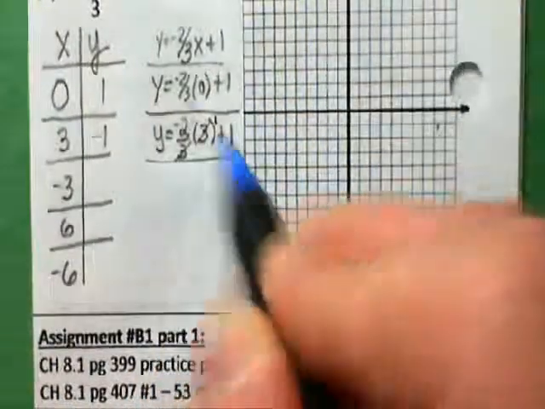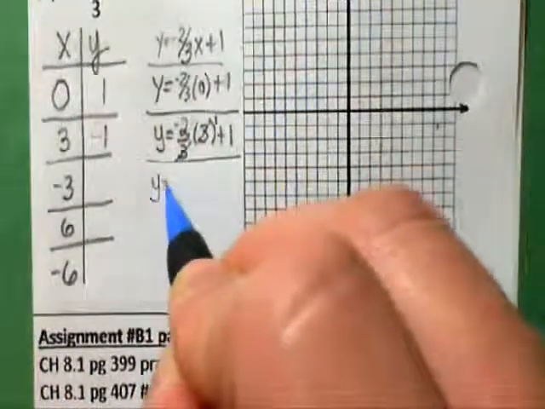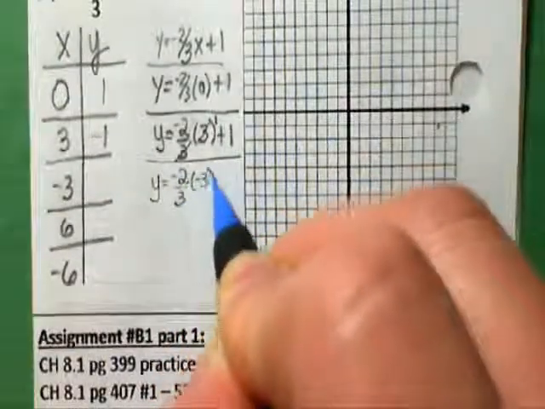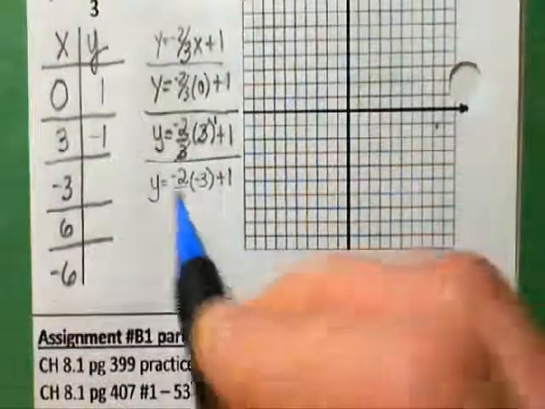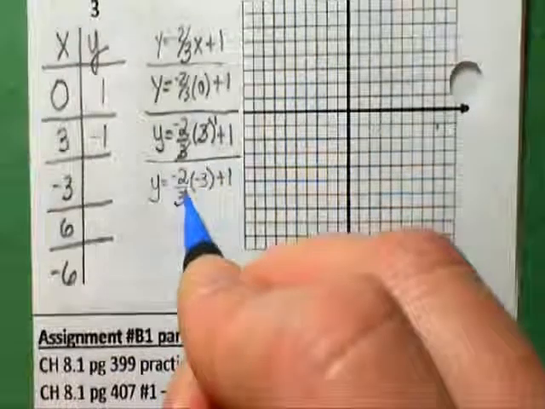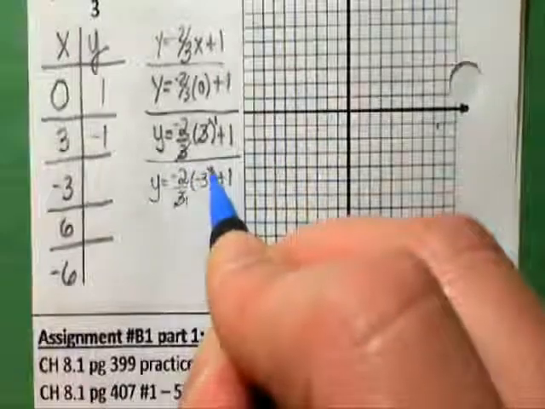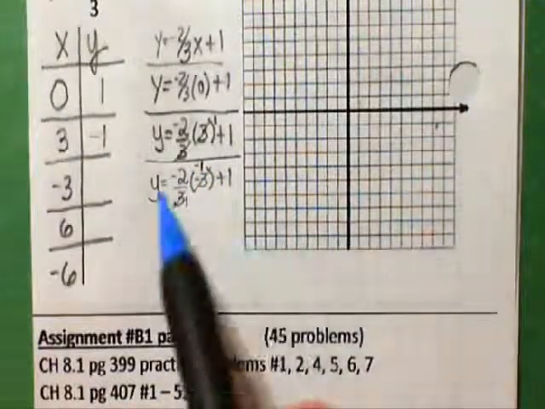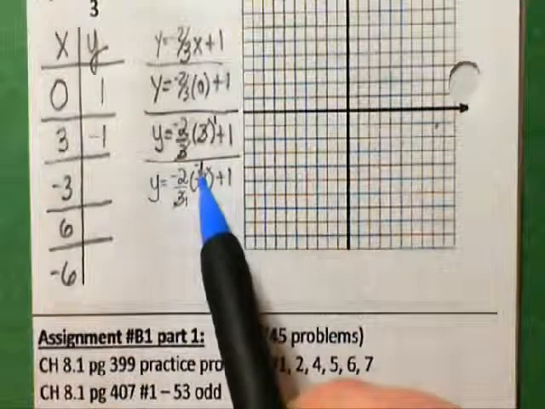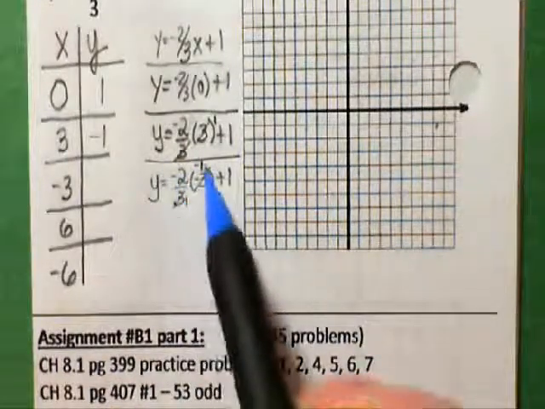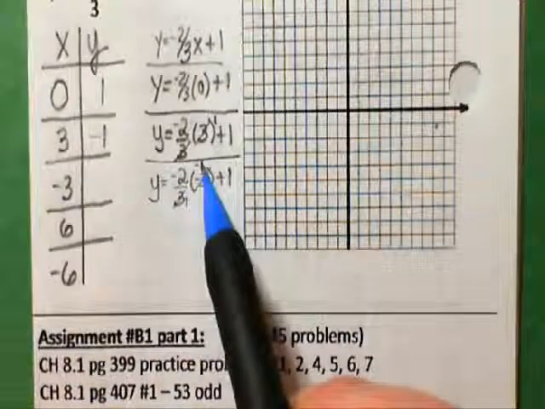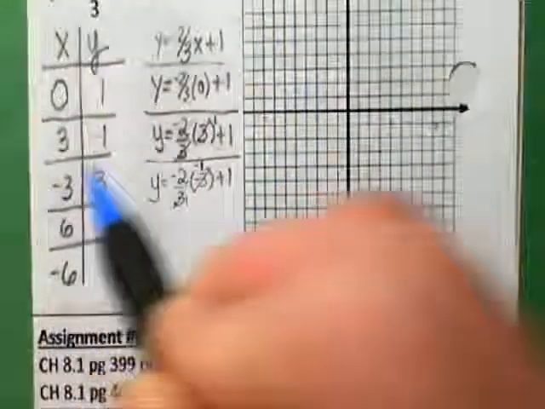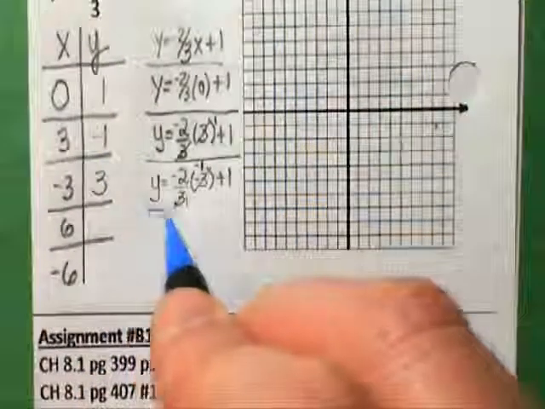Alright, let's go to the next one. So let's say I plug in negative 3. So this would be negative 2/3 times negative 3 plus 1. The 3s are going to cancel because 3 goes into 3 one time. 3 goes into negative 3 negative 1 time. Negative 2 times negative 1 gives you positive 2. Positive 2 plus 1 gives you positive 3. Let's go on to the next one.